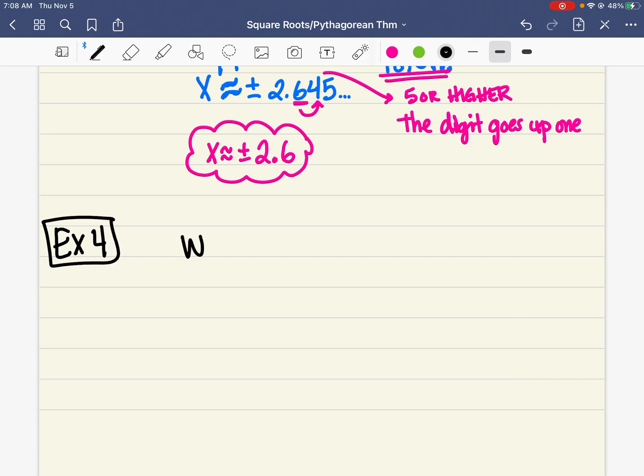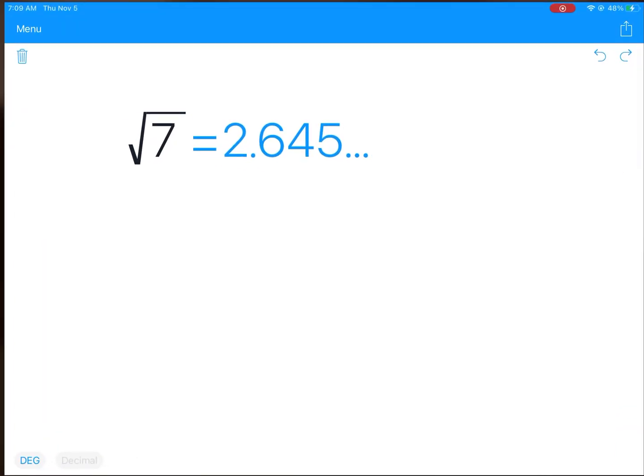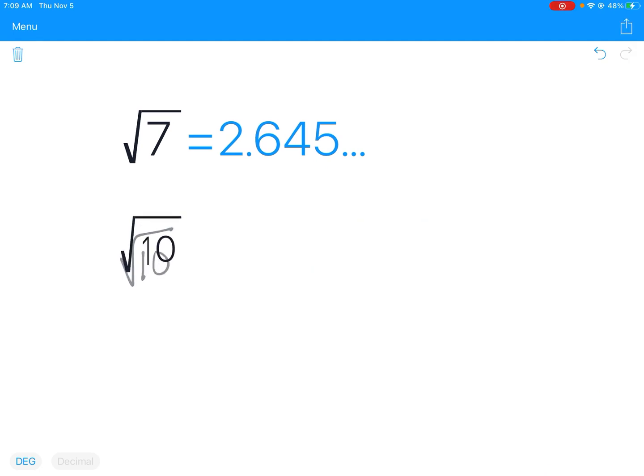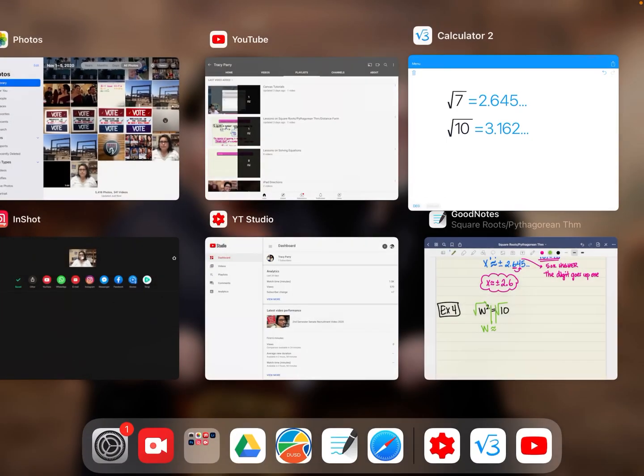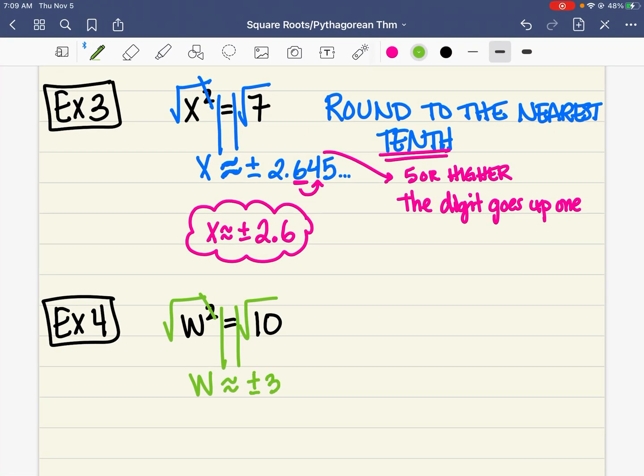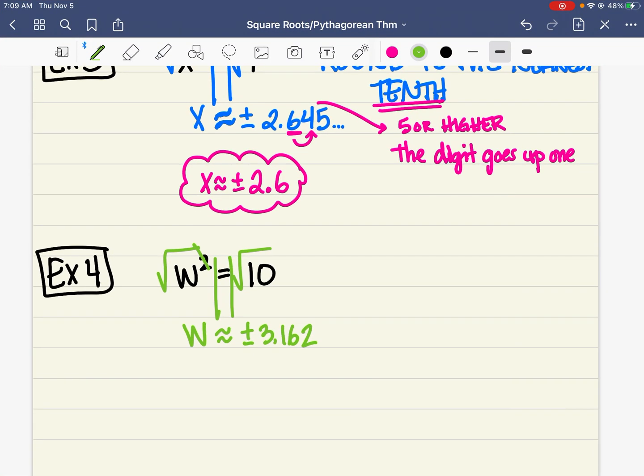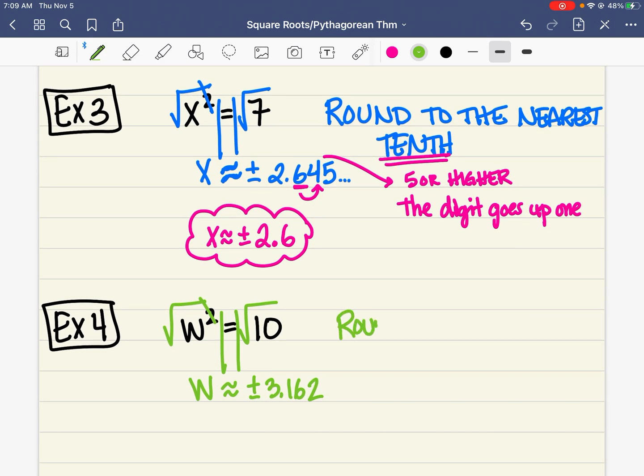We can use any variable we want. W squared is equal to 10, right? Okay, so I'm going to square root both sides because that's what I know will get rid of the squared. And I get W. Now, 10 is not one of those numbers that fit nicely. It's not a perfect square. It does not make a square. So I'm going to go to my calculator, and I'm going to do the square root of 10, and it's going to tell me that it's 3.162. So plus minus 3.162. But we want to round to the nearest tenth.